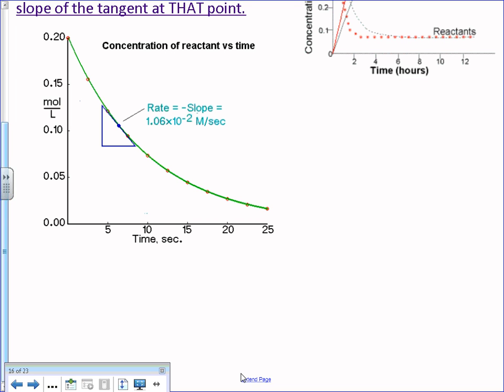So this one I'll keep in green. It's going to kind of keep extending out. It's going to get slower and slower and slower. When I say slower, what's happening to the slope? It's approaching zero. So slower means the slope approaches zero. When the slope is zero, there is no change over time. So the rate of reaction is supposedly zero.